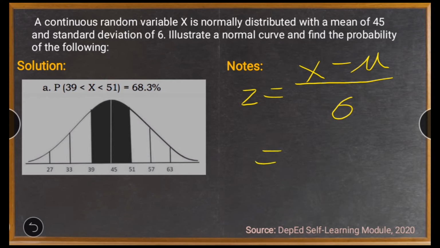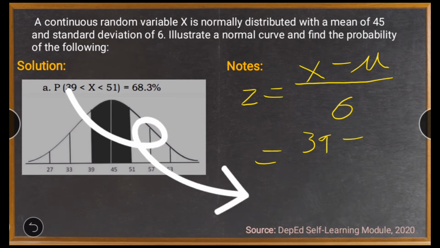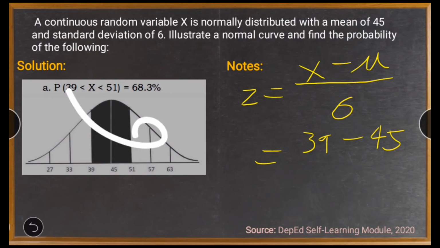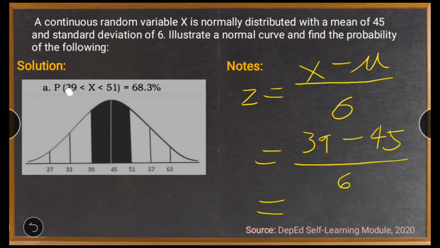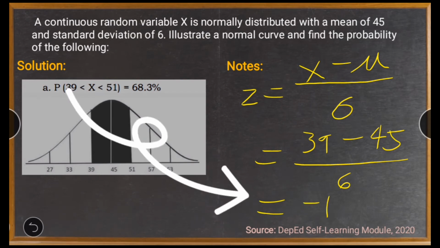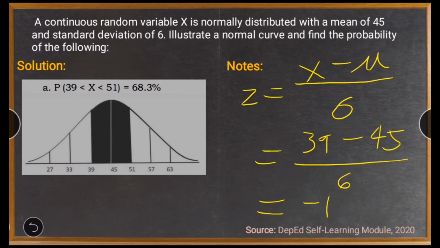So for the first score, 39, what would be the equivalent z-score? So 39 minus, what's the mean? The mean is 45, over the standard deviation, 6. So it's negative 6 divided by 6, we have negative 1. So if we are going to convert this one, this must be negative 1.